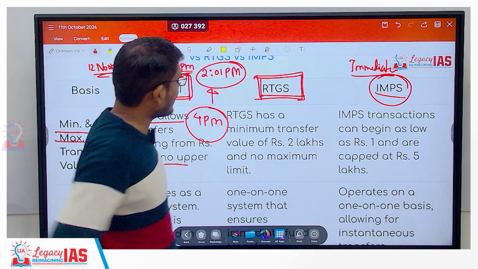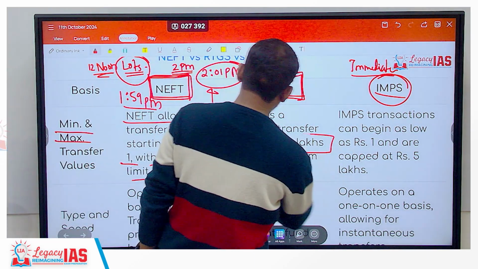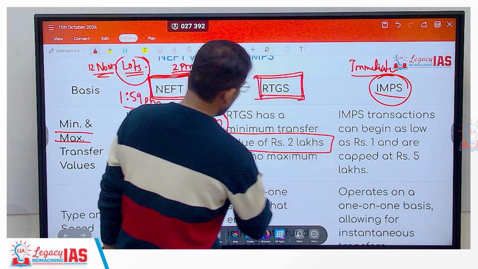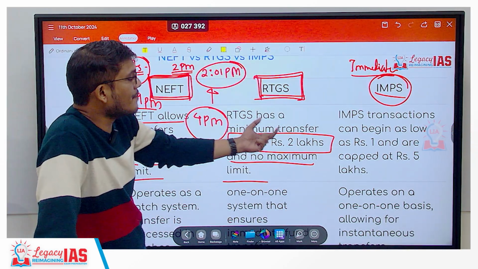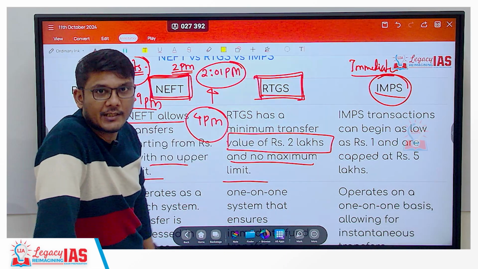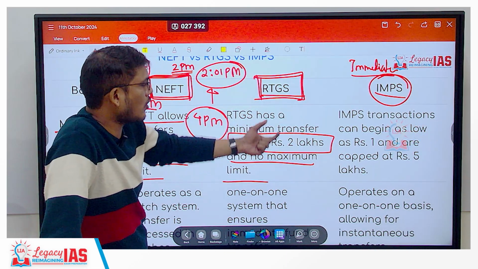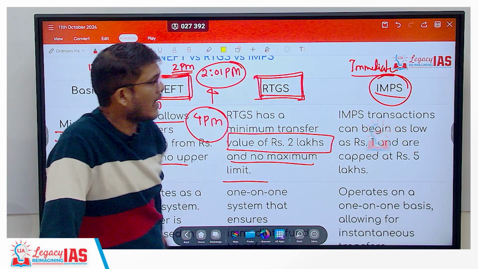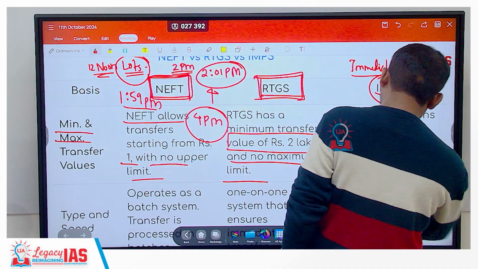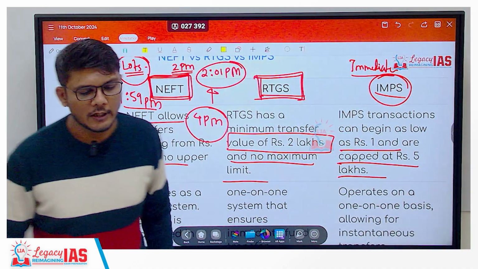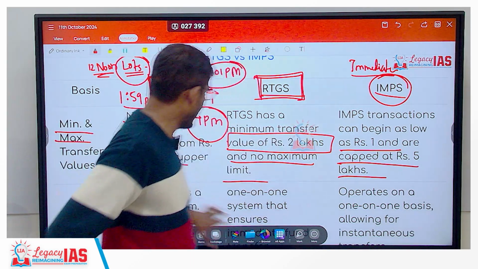Now RTGS has a minimum transfer value of 2 lakhs and no maximum limit. So here also no maximum limit is there, but a minimum value is mentioned here. So a smaller or lesser amount you cannot do through it. IMPS can be as low as 1 rupee and capped at 5 rupees. So you can use IMPS, which is very immediate.